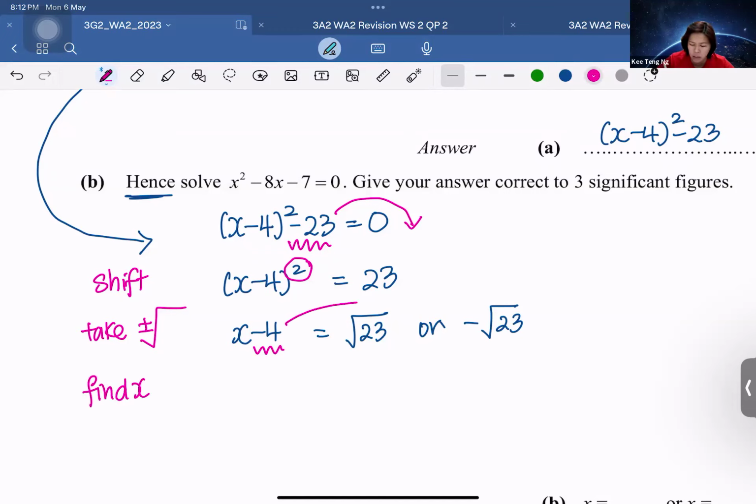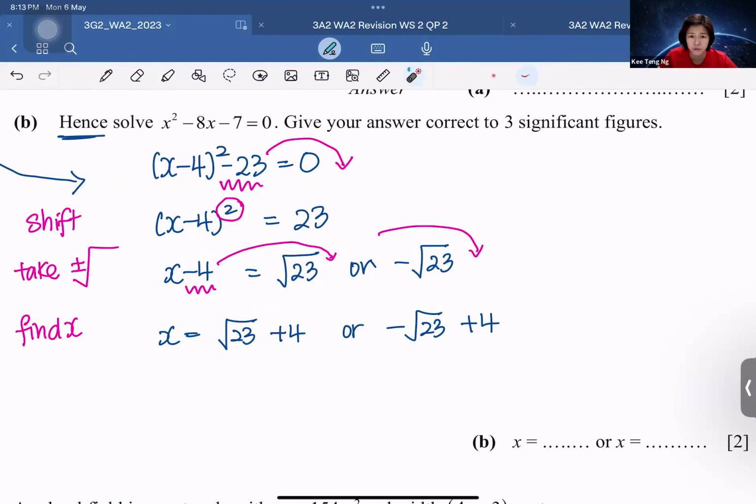Next one, shift again, get rid of the number, find x. So I don't want -4, I shift it over, become +4, but it's outside the square root. It must be outside the square root. So x equals to square root 23 plus 4, or negative square root 23 plus 4. Then my question wants 3 significant figure, 3 SF. Let me calculate. Usually, remember to press the arrow button to go out of the square root. Usually, I'll write my 5 significant figure answer first in case I need to use it.